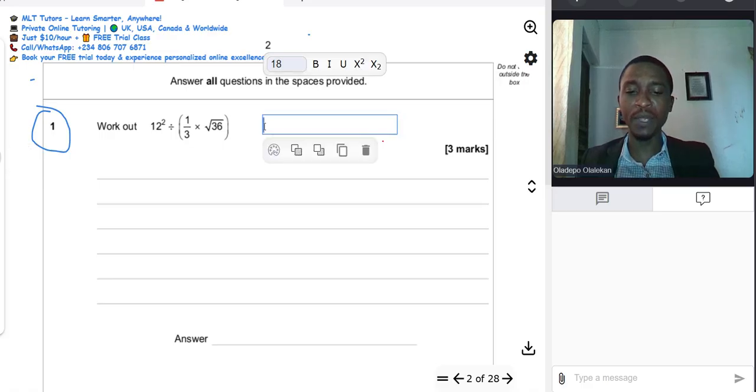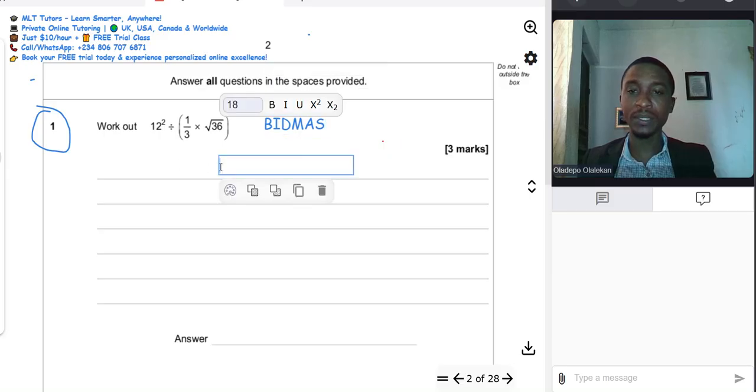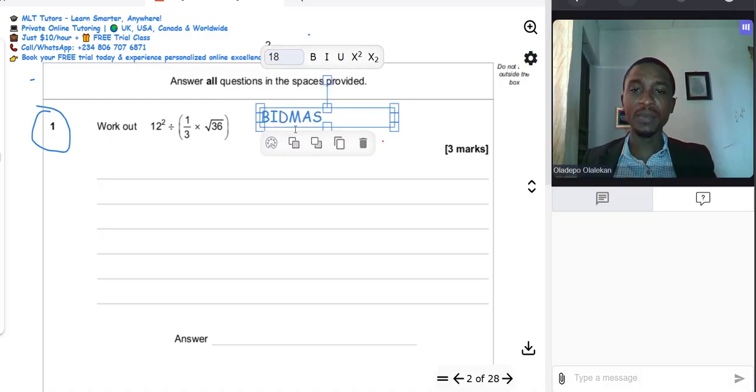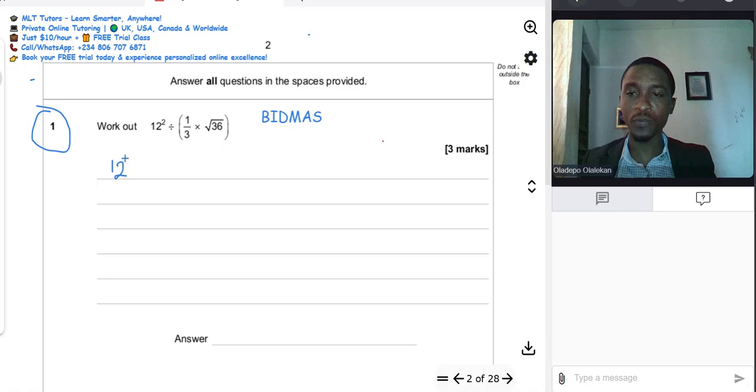We shall apply BIDMAS because this is a problem involving basic operations. In BIDMAS, B is the bracket, I is the indices, D is the division, M is the multiplication, A is addition, and S is subtraction. That implies that we'll start with what we have in the bracket. So let's get the question down. We have 12 to the power of 2, then divided by bracket open 1/3 multiplied by the square root of 36, bracket closed.